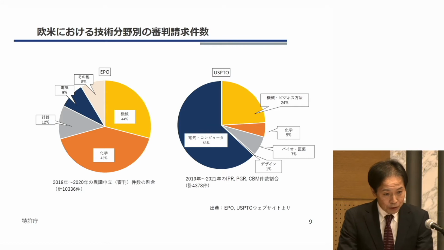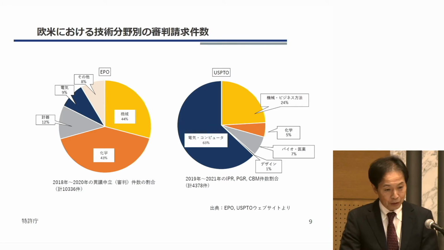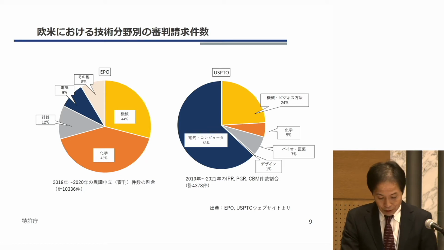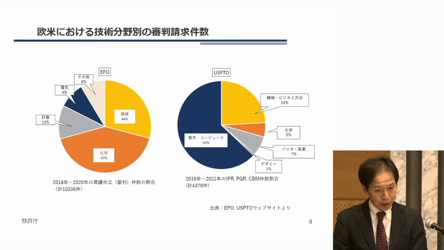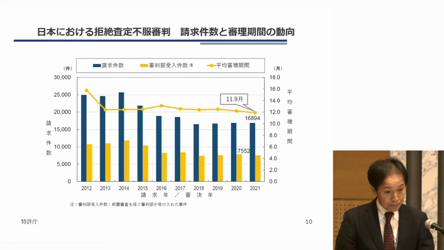If we go to Europe and America, in Europe the number of oppositions is highest in chemistry and mechanical engineering, but in America the number of oppositions is largest in electronics and computers. And so the fields in these countries are extremely different from Japan, which I find very interesting.